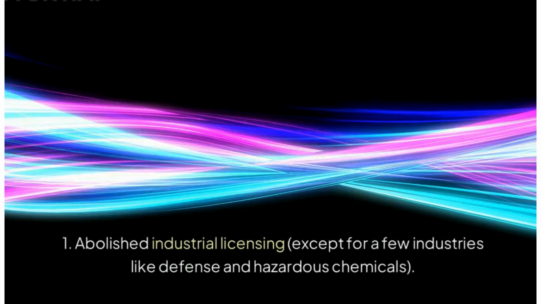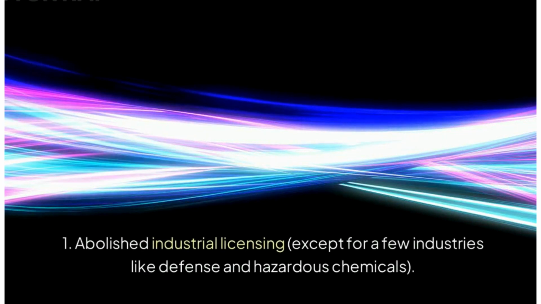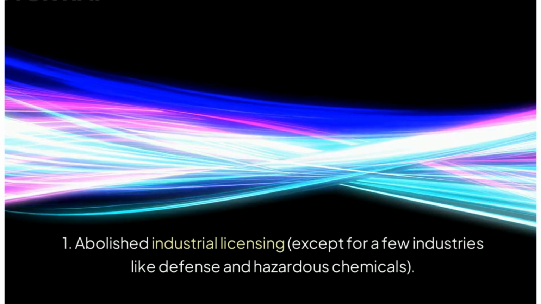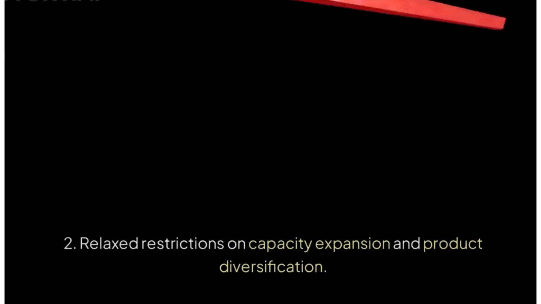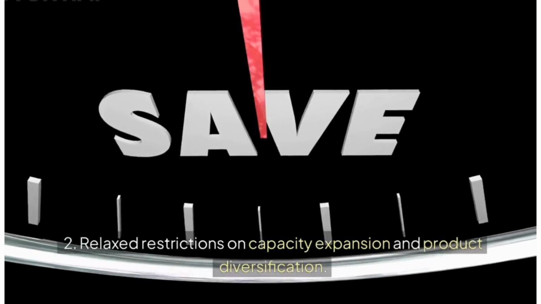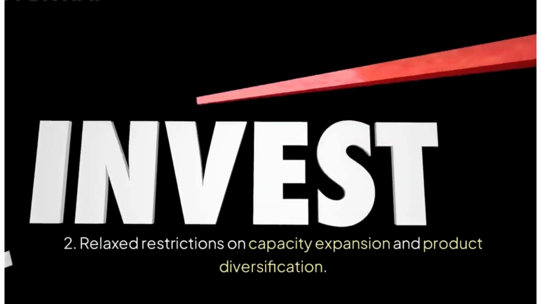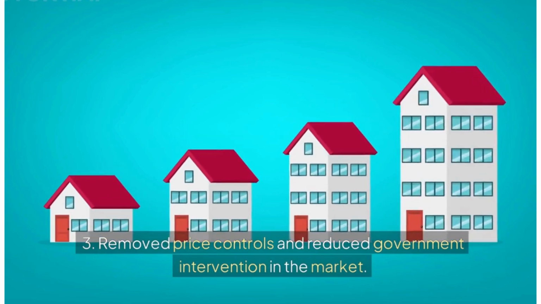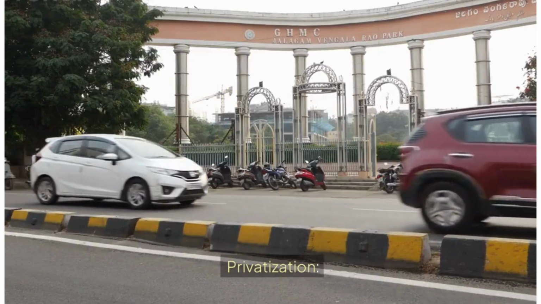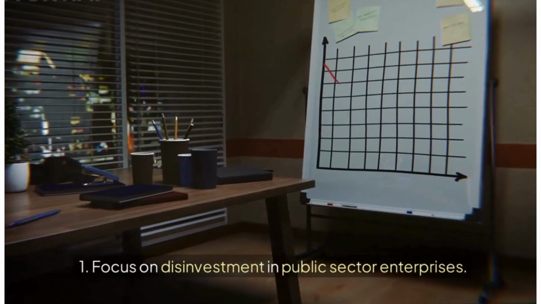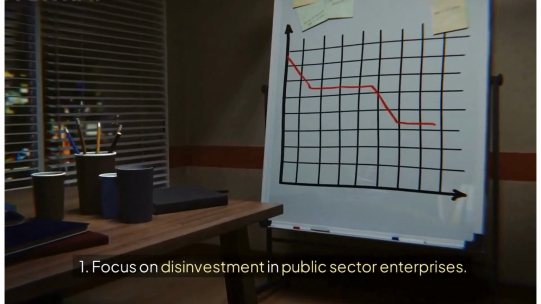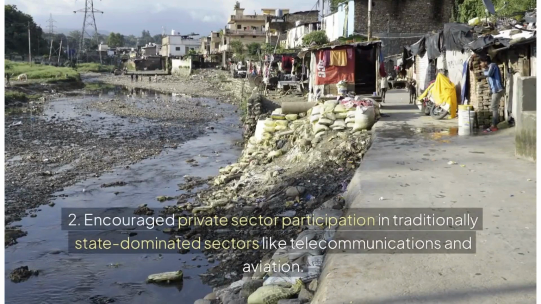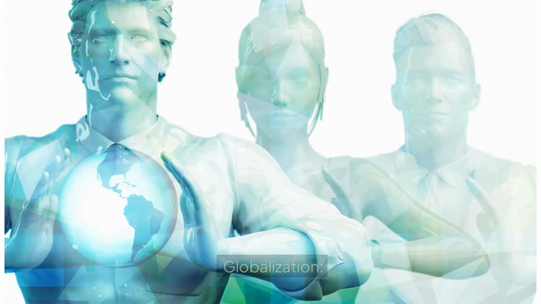Liberalization. 1. Abolished industrial licensing, except for a few industries like defense and hazardous chemicals. 2. Relaxed restrictions on capacity expansion and product diversification. 3. Removed price controls and reduced government intervention in the market. Privatization. 1. Focus on disinvestment in public sector enterprises. 2. Encouraged private sector participation in traditionally state-dominated sectors like telecommunications and aviation.